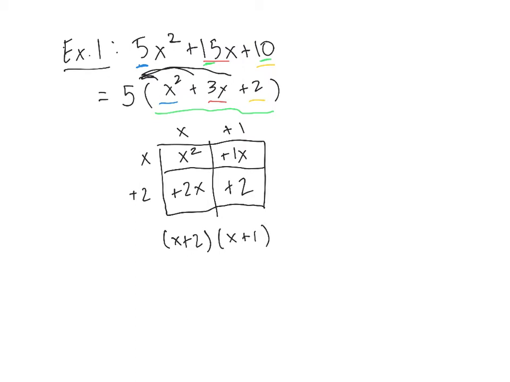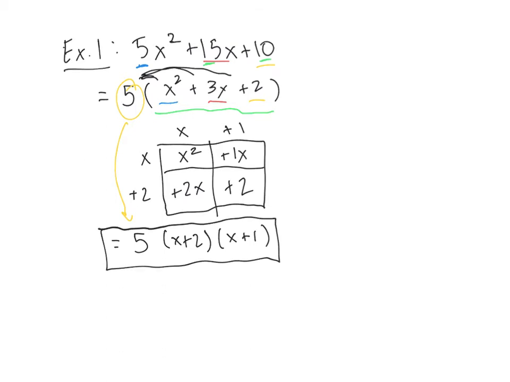And then the only thing I have to remember is I still have this 5 out here that is coming along for the ride. It's a part of my problem. It's my GCF that I factored out. So I'm left with 5 times x plus 2 times x plus 1 as my answer.